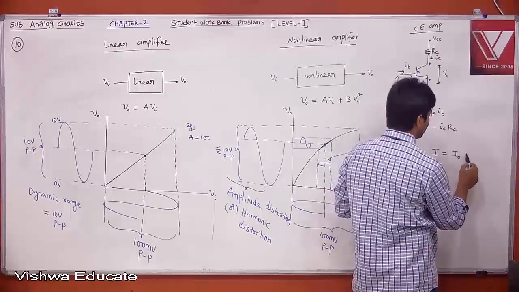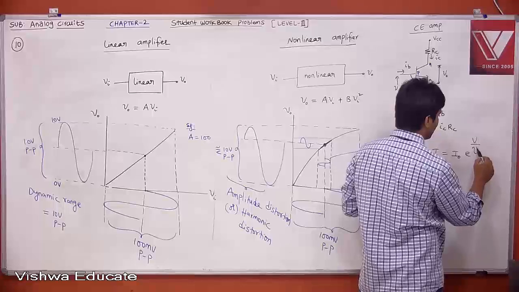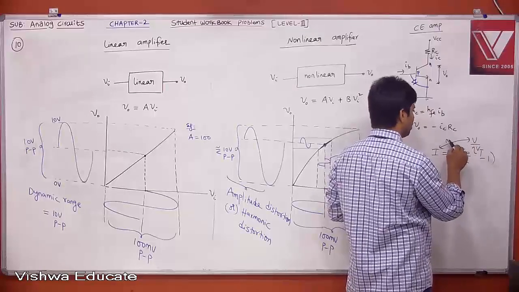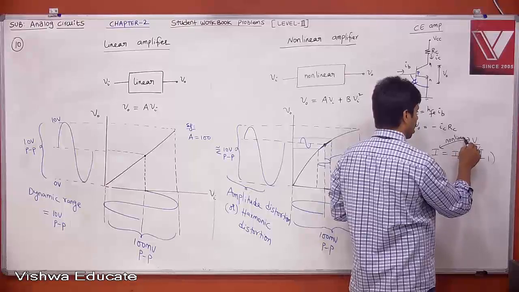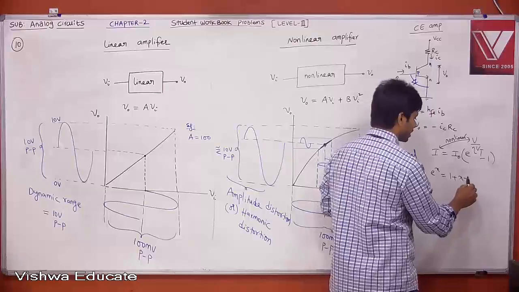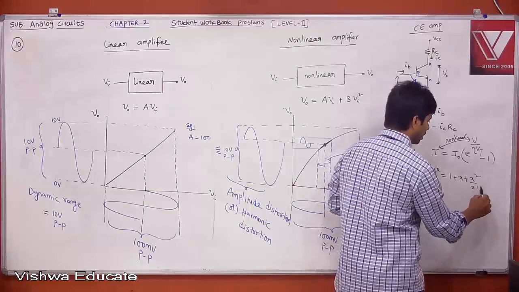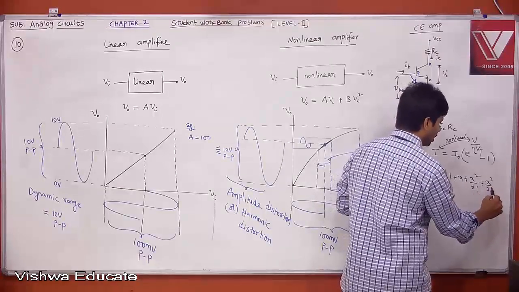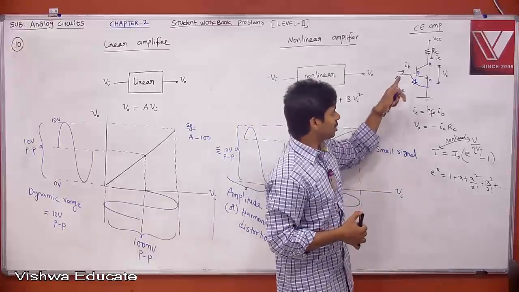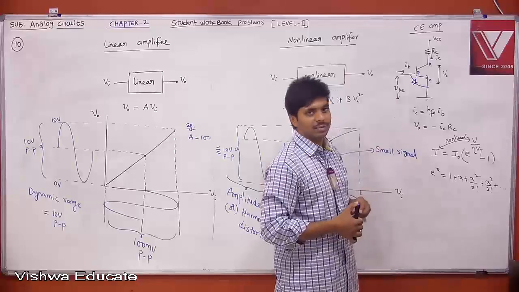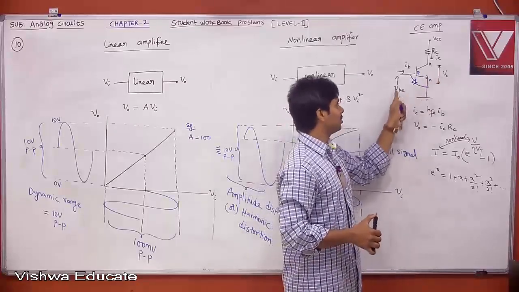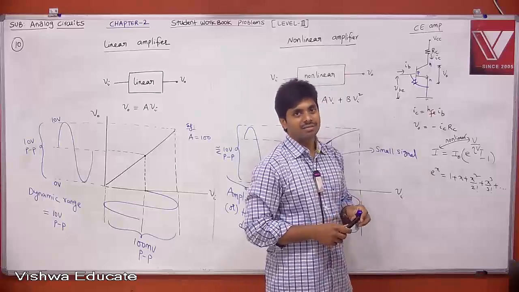I is equal to I naught into e to the power of V by eta Vt minus 1. The relationship between current to voltage is completely non-linear. How do you know? e to the power of x. What is e to the power of x? 1 plus x plus x square by 2 factorial plus x cube by 3 factorial plus etc., which is completely non-linear. Therefore, the relationship between input current to input voltage is non-linear. Therefore, your output voltage to input voltage is non-linear.